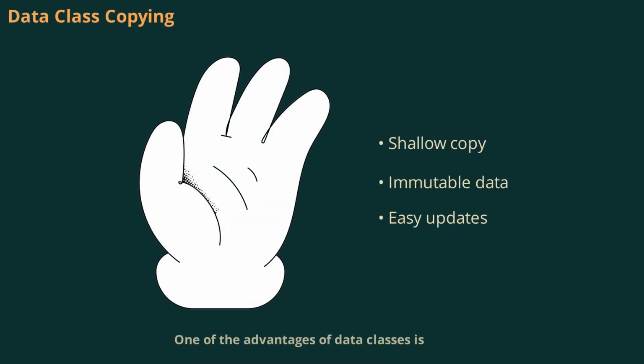One of the advantages of data classes is the ability to create shallow copies with slight changes. Using the copy function, you can duplicate an object and modify specific properties. This feature is useful for managing immutable data models, allowing you to update values without altering the original object. Data class copying streamlines data manipulation and supports functional programming patterns.